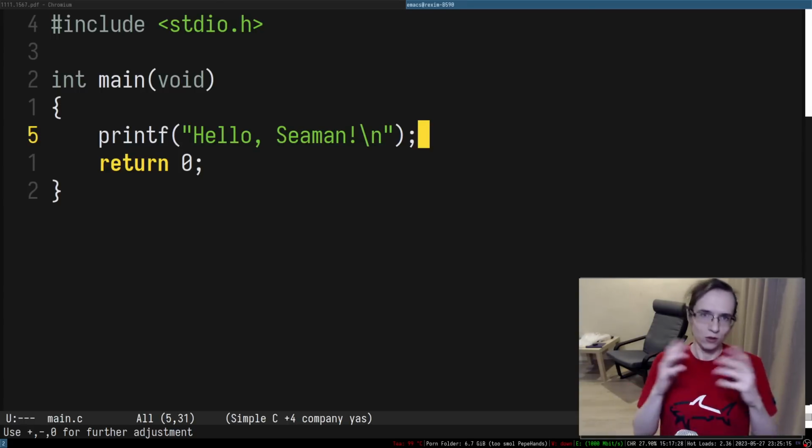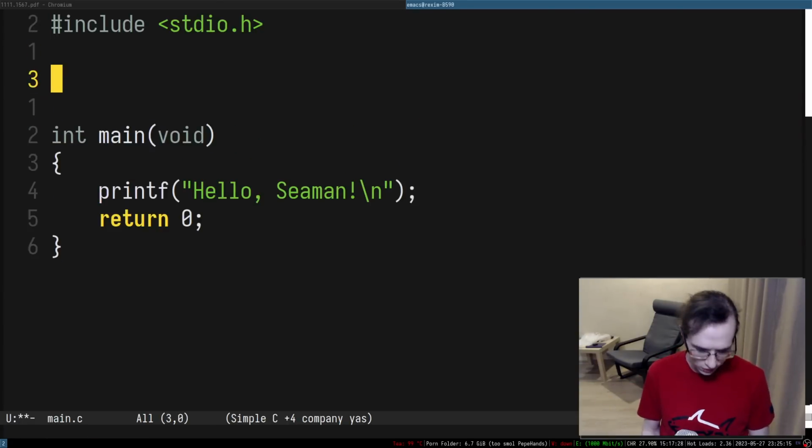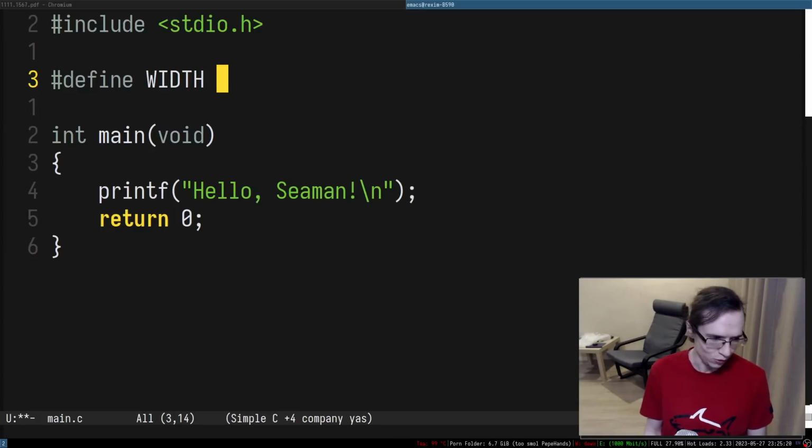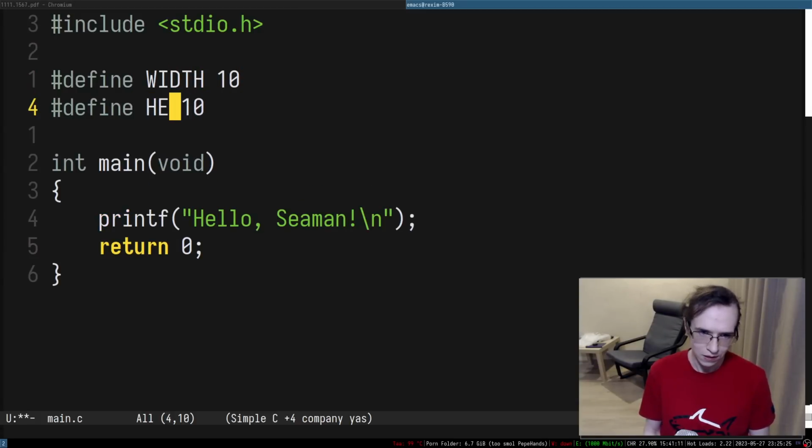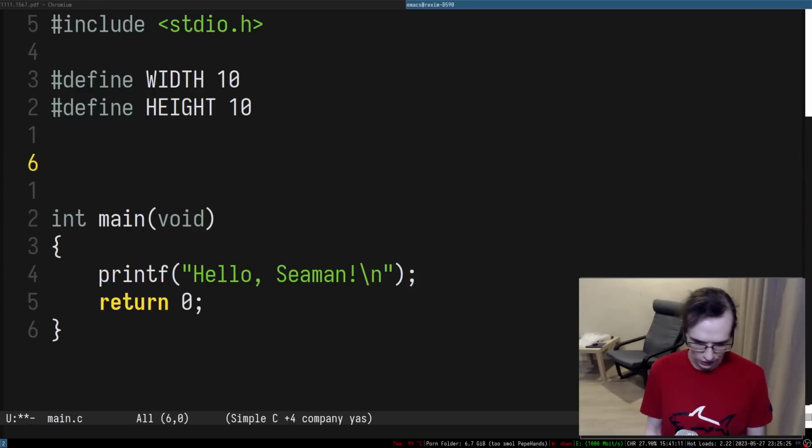Okay, so let's define a grid. Let's define what kind of size of the grid we're going to have. So let's make it 10 by 10, and let's initialize that grid. So this is going to be, of course, height.